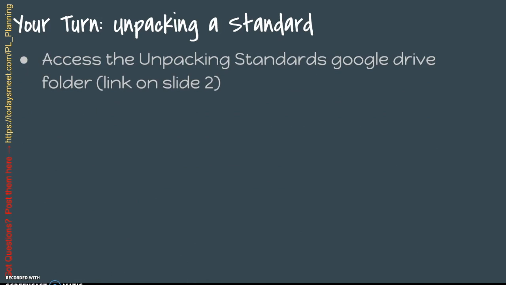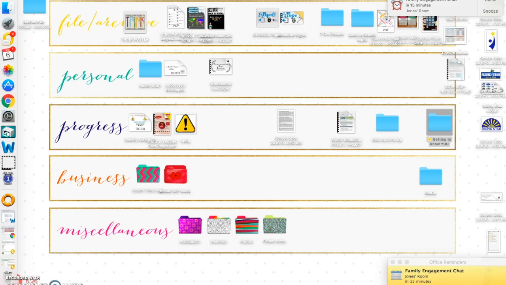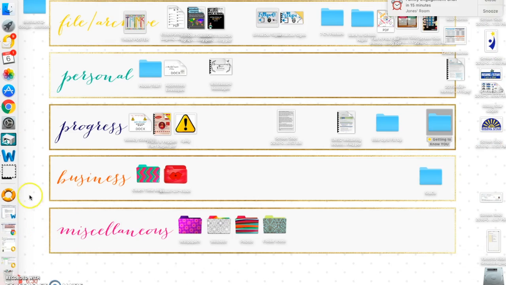All right, so for this activity, what we'd like for you to do, since you all have access to this slides presentation, you can either choose one person who's going to pull it up or everyone can pull it up. It's whatever you guys decide as a grade level you'd like to do.